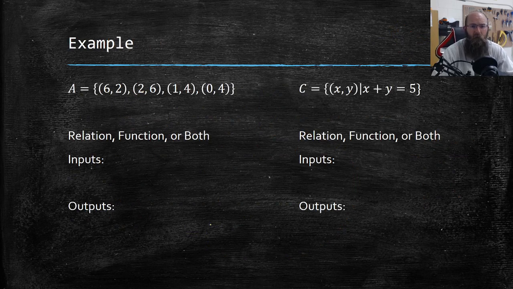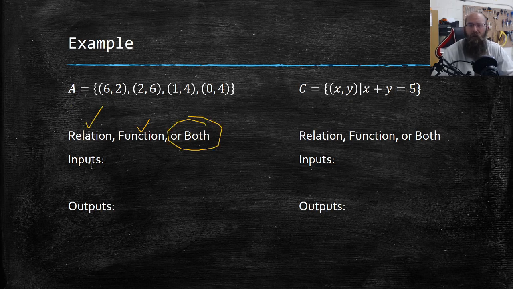My first example, I have 2, comma 2, or 6, comma 2. I'm not going to read them. But is it a relation, a function, or both? Well, do I have any repeating x values? So I have a 6, and then I have a 2, and then a 1, and then a 0. None of those repeat. So I am, in fact, a function. Now, are these all coordinate points? Well, yes. So it's both.